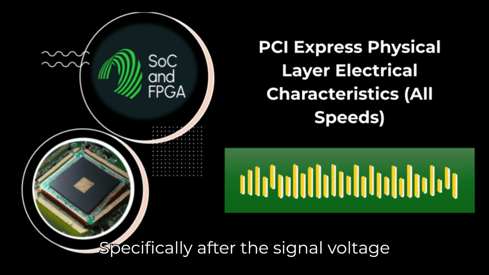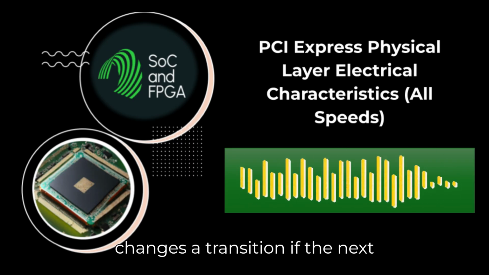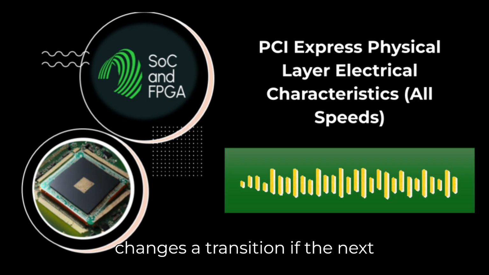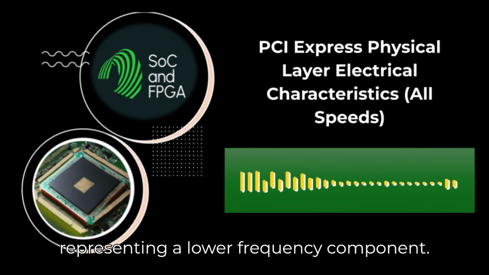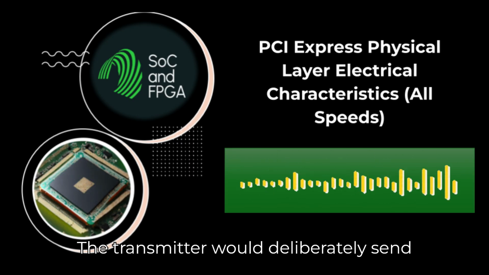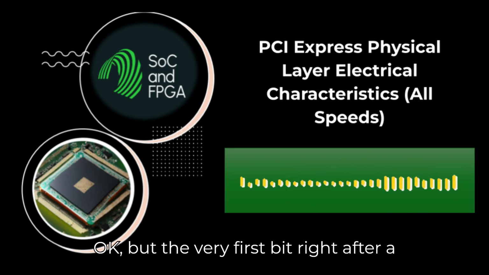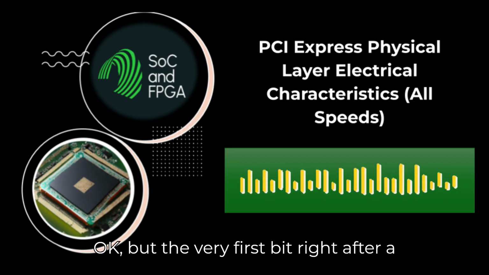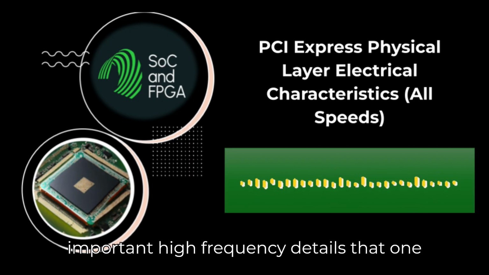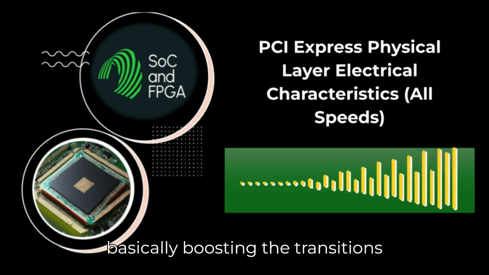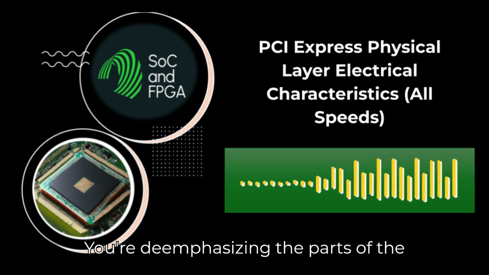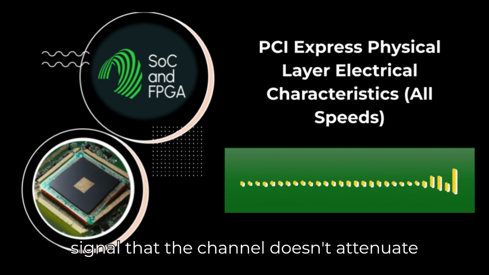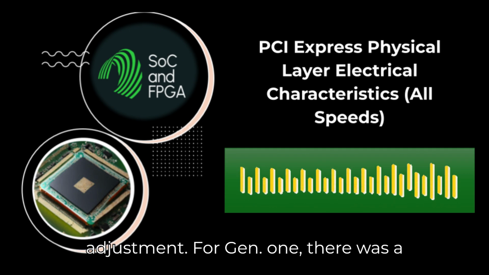Pre-distort? How? Specifically, after the signal voltage changes, a transition, if the next bit is the same as the previous one, representing a lower frequency component, the transmitter would deliberately send it out at a slightly reduced amplitude. Okay. But the very first bit right after a transition, which carries more of those important high-frequency details, that one gets sent at full strength. So you're basically boosting the transitions relative to the steady level. Exactly. You're de-emphasizing the parts of the signal that the channel doesn't attenuate as much. It's a static preemptive adjustment.